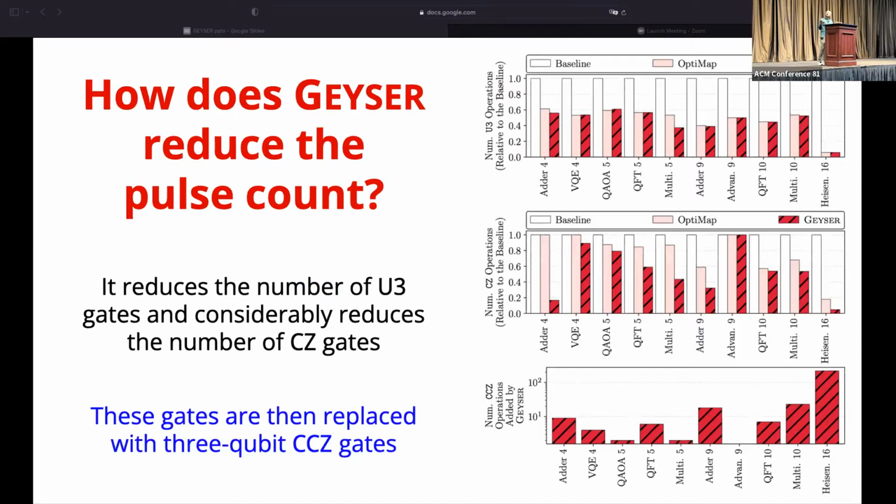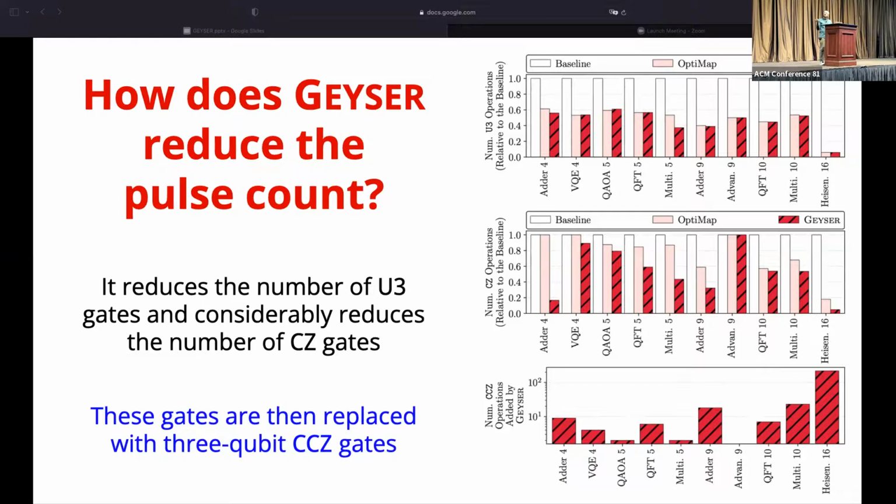And lastly, this figure shows further analysis of the results, where the topmost figure shows the number of U3 gates in the final circuits. The middle figure shows the number of CZ gates. And then the last figure shows the number of CCZ gates that Geyser was able to generate. So because it's able to generate CCZ gates, it's able to reduce the number of CZ and U3 gates.